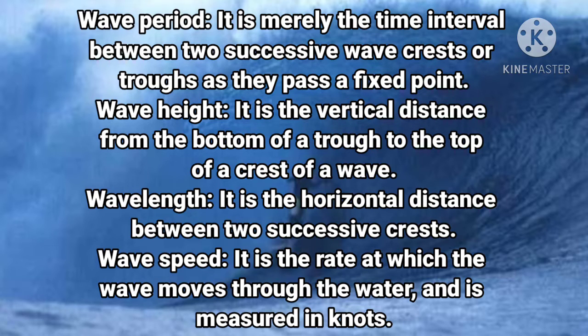So students, if we want to determine the velocity of a wave, how can it be determined? Here is a formula through which we can determine the velocity of a wave: the velocity of wave, whose sign is V, is equal to wavelength L upon wave period T. So through this we can determine the velocity of a wave.